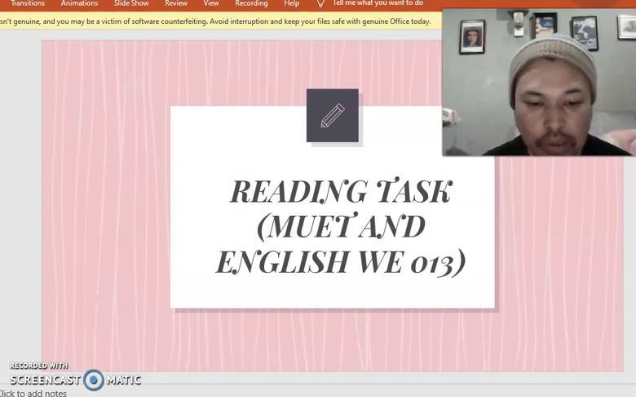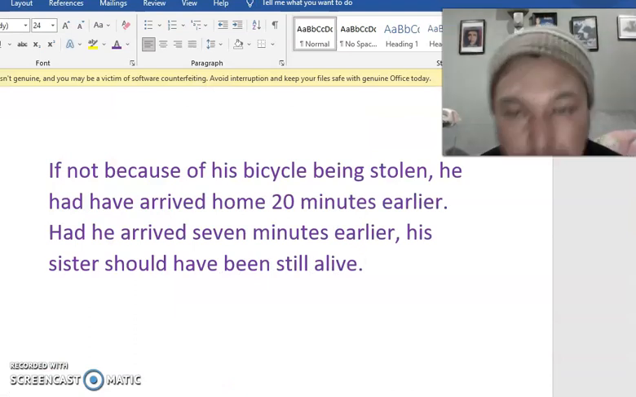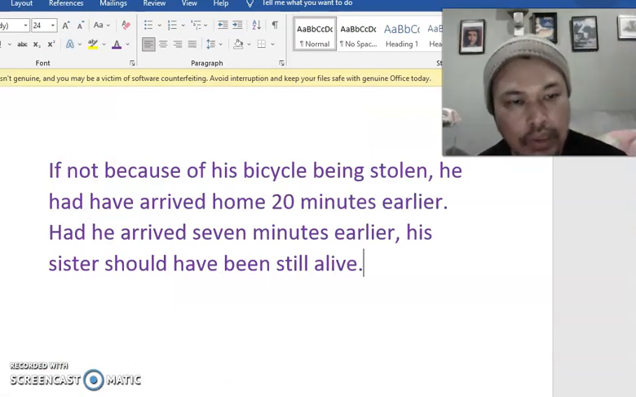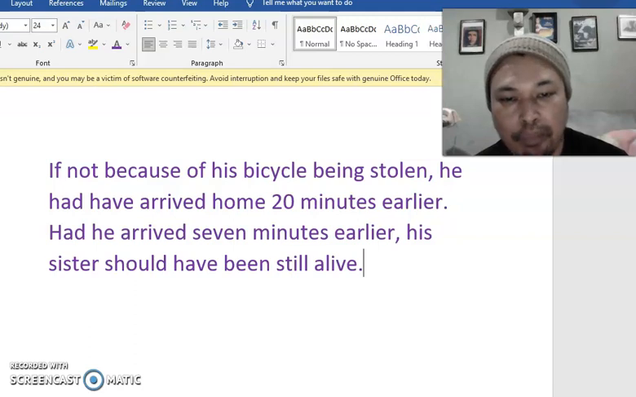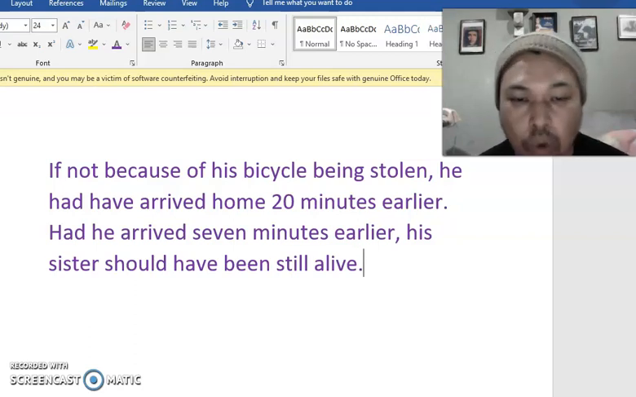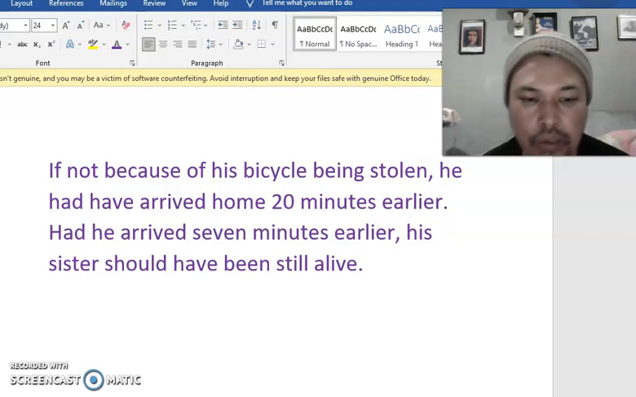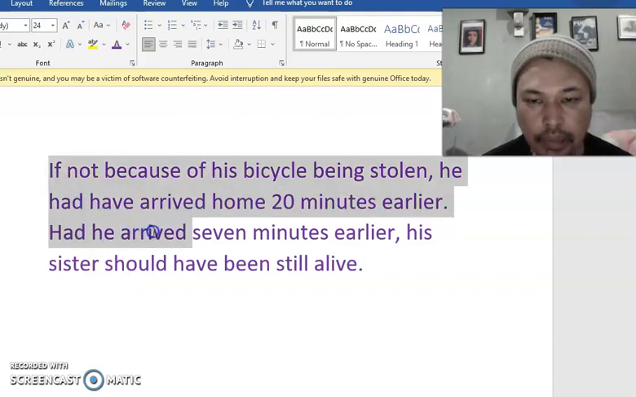Before that, I'm going to ask you a question. Imagine you have this kind of passage, in one paragraph with only two sentences. If not because of his bicycle being stolen, he would have arrived home 20 minutes earlier. Had he arrived 7 minutes earlier, his sister would have been still alive. For example, this statement.